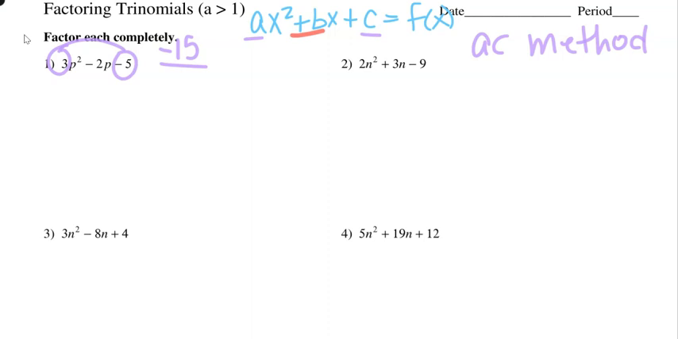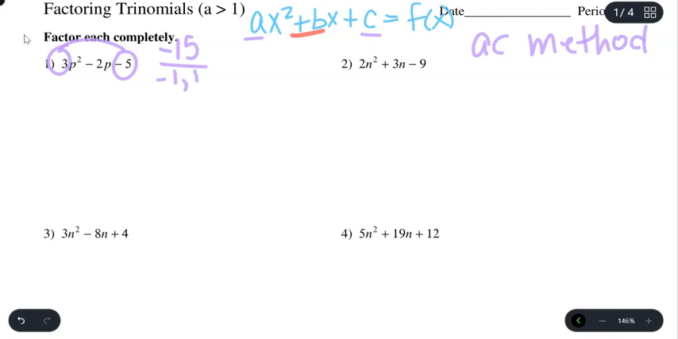So here are my options. I can either do a negative 1 times a positive 15, or a positive 1 times a negative 15, or a negative 3 times a positive 5, or a positive 3 times a negative 5. So there's a host of possibilities here.